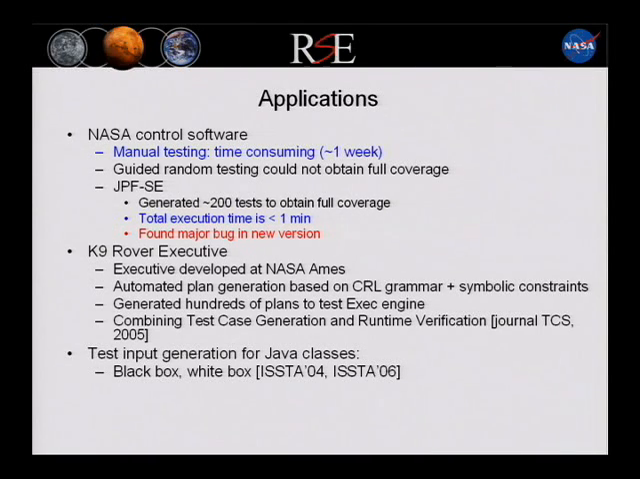And basically this was not a very large piece of software, maybe 600 lines of code, but it had very complicated conditions. For example, the path conditions that were gathered by our analysis were up to 60 constraints or something like that. So manual testing is time consuming. For them it took 1 week and they could not obtain full coverage. We also performed some guided random testing, and again we could not obtain full coverage, but with our techniques we generated about 200 tests to obtain full coverage.